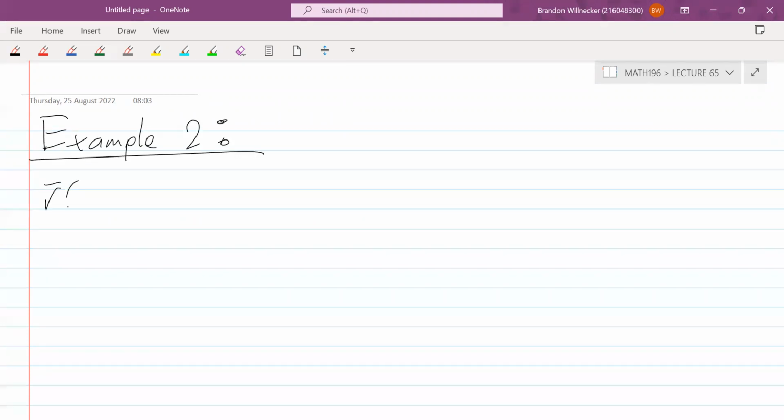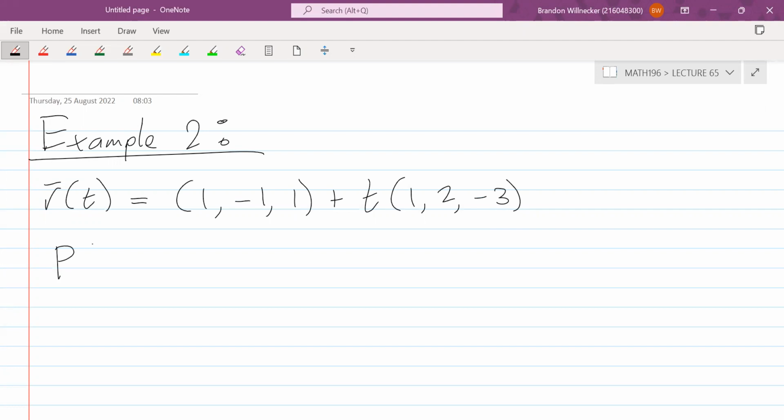Let's say R of T is 1, -1, 1, that's our R naught, plus T times 1, 2, -3. That's our line, L. And we want to find the shortest distance from P, which let's say is 0, 1, 2. We've got that point P, and we've got the line given by R. What's the shortest distance? The first thing we need to do is find that hypotenuse vector W.